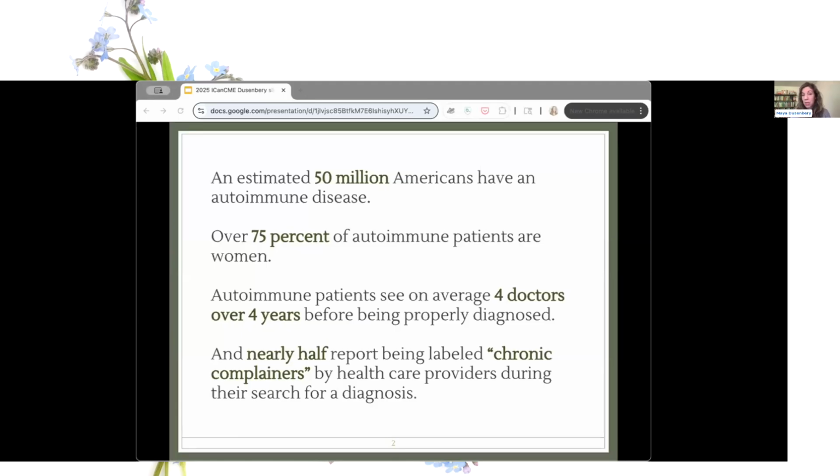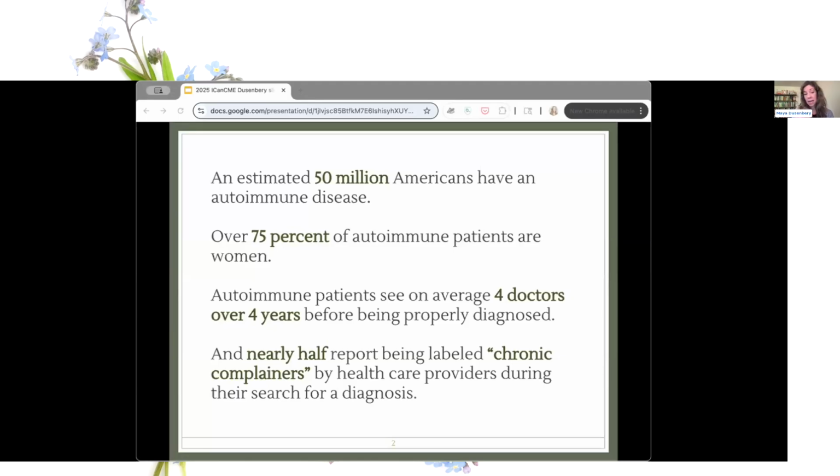One survey found that patients with a serious autoimmune disease saw 4 doctors over 4 years on average before getting a proper diagnosis. And about half were labeled chronic complainers who were overly concerned with their health during that time. So despite the fact that autoimmune diseases are quite common, especially among women, it didn't seem like the medical system was all that great at recognizing them.